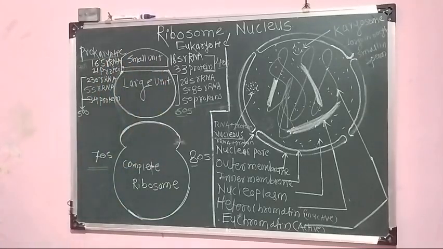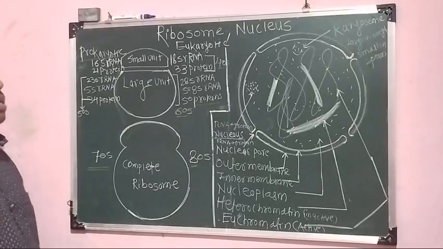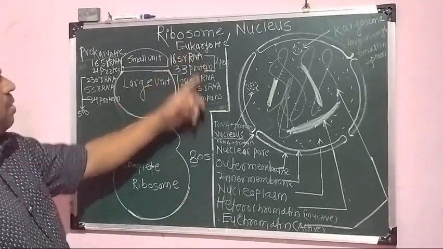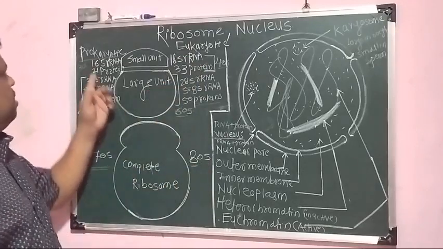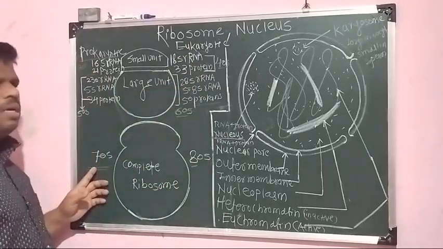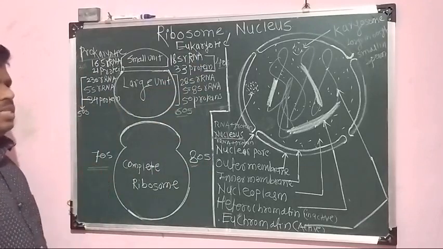As far as the eukaryotic type of ribosome is concerned, in the eukaryotic cell it is present in the mitochondria, cytoplasm, plastids, etc. And as I said earlier, the eukaryotic cell has the 80S type of ribosome, while the prokaryotic cell has the 70S type.